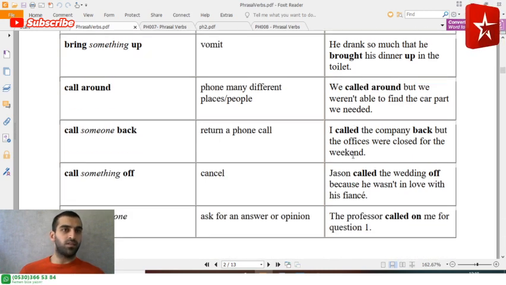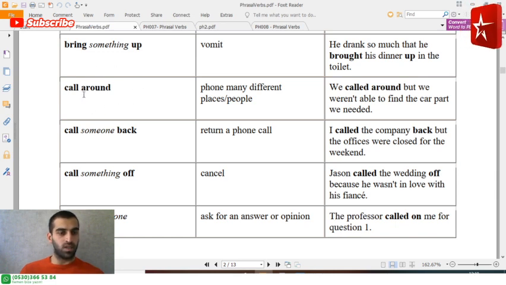Next one is about bring something up. It also has a different meaning: vomit. He drank so much that he brought his dinner up in the toilet. So he drank so much that he brought his dinner up in the toilet. Okay, bring something up.